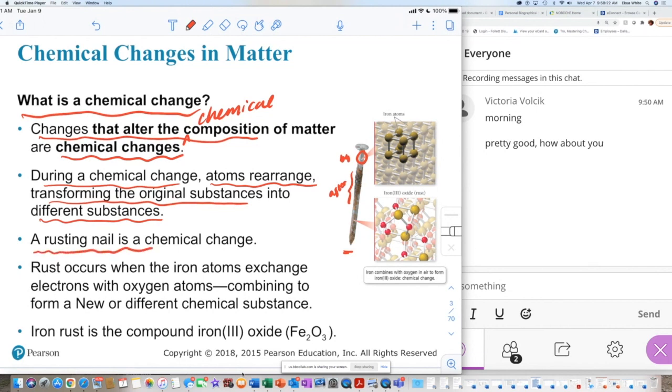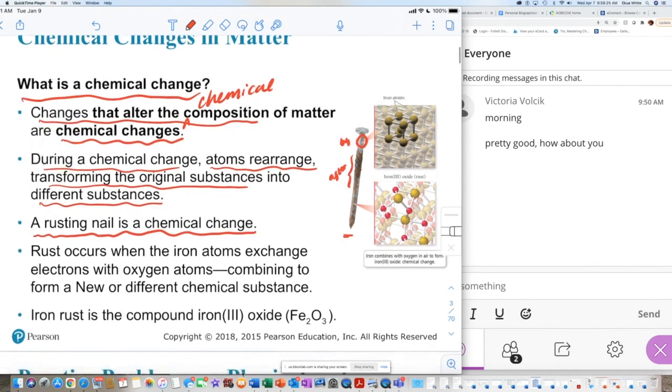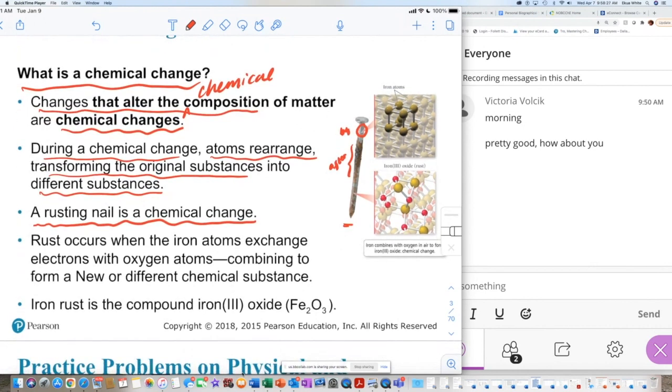Example here is rusting of the nail. So you have a brand new nail that is not coated with a protectant. And as time goes by, you have moisture from the atmosphere, you have oxygen, and the nail that just used to be iron reacts with the oxygen from the atmosphere with the help of moisture, and now it forms iron 3 oxide. Iron 3 oxide is the chemical name of rust.